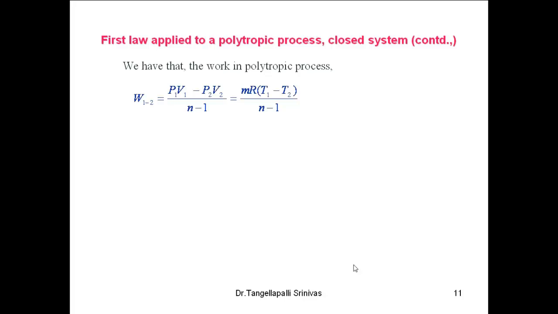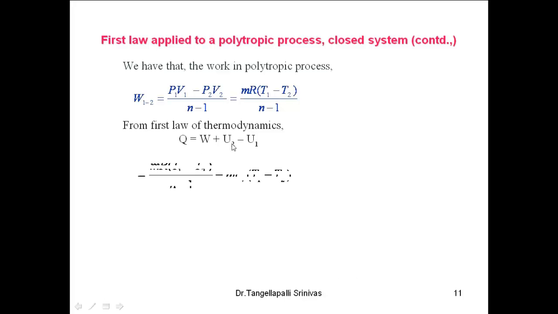Coming to these energy interactions, after work, the heat can be calculated from the first law of thermodynamics. Q is equal to W plus delta U. Substituting the expression for W, and delta U is equal to m Cv (T1 minus T2) according to the same convention, m (T1 minus T2) can be taken out. The rest of the terms are R by (n minus 1) and Cv.